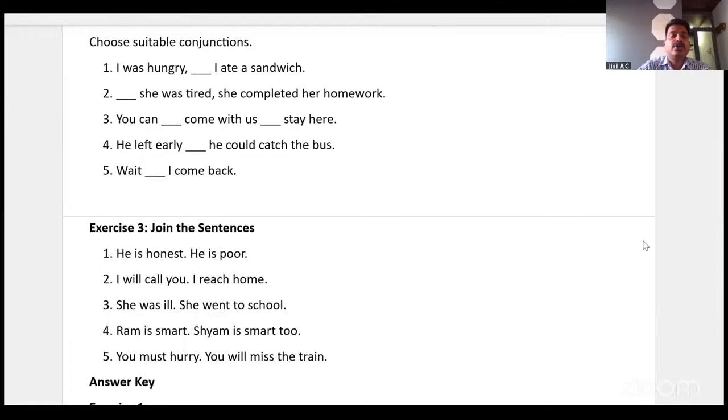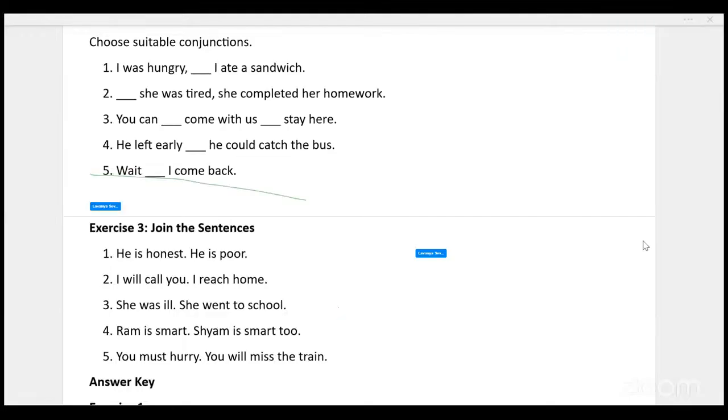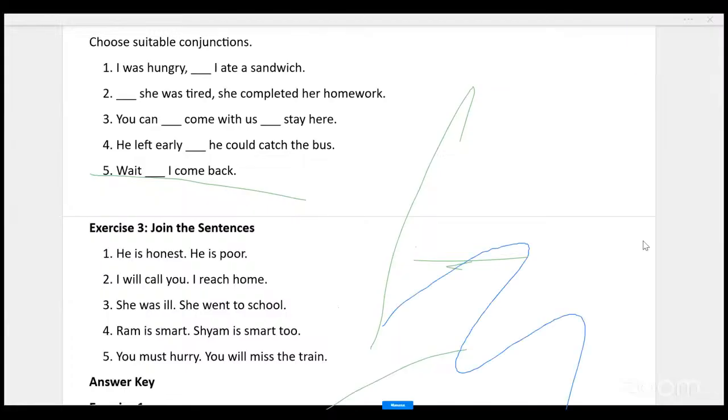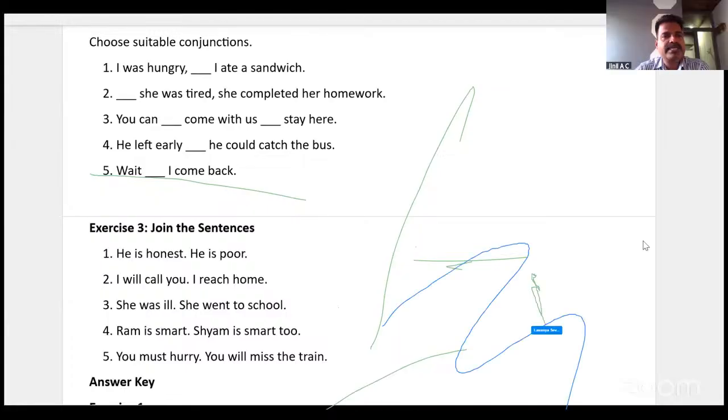Yes. So you can say the same sentence can be joined in many ways. He is honest, he is poor. You can say he is honest, but he is poor. Also say, though he is honest, he is poor. Otherwise, though he is poor, he is honest. Otherwise, you can say, although he is poor, he is honest.